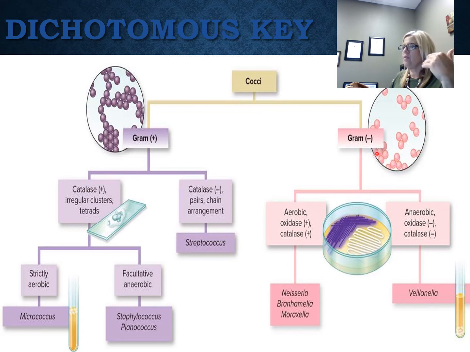So gram negative over here, then you want to see, is it aerobic? Is it anaerobic? Is it oxidase and catalase positive or negative? So several different things here. And so that can be broken down then further by these enzymatic tests on down here into these, is it Neisseria or Veillonella, okay? These other species here as well.